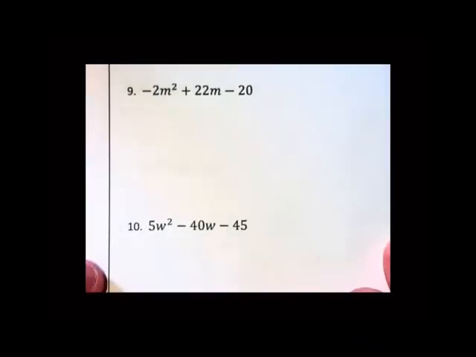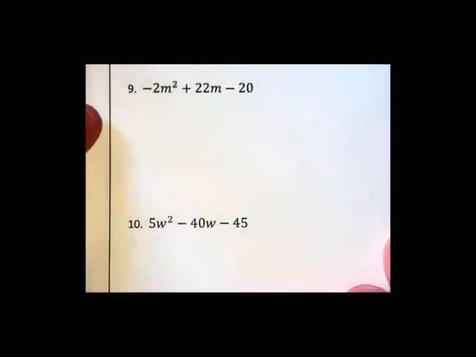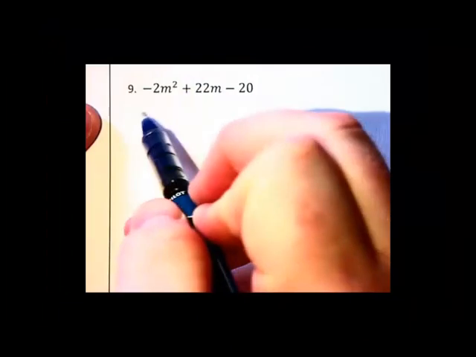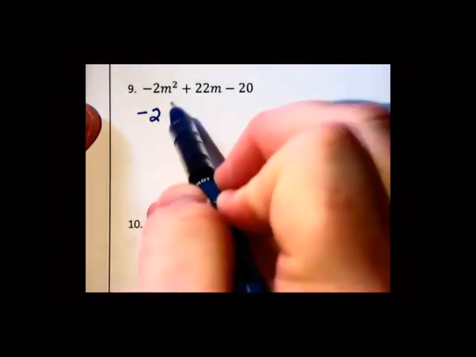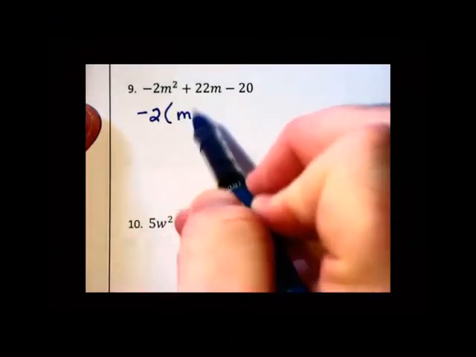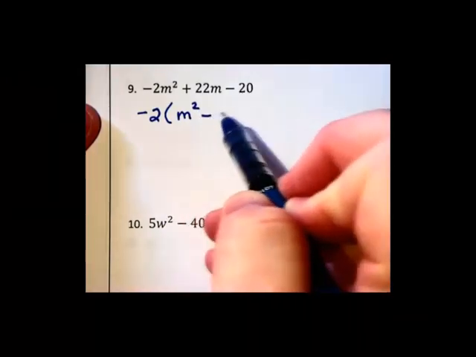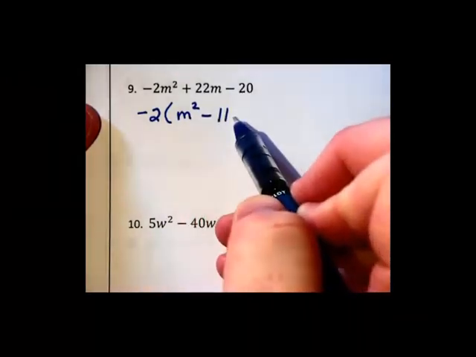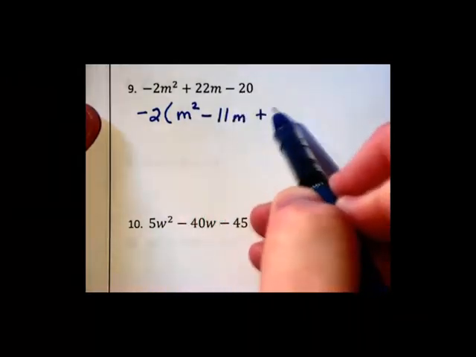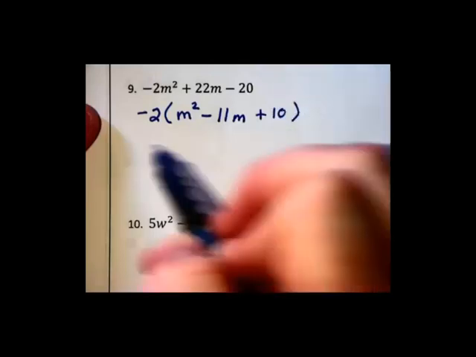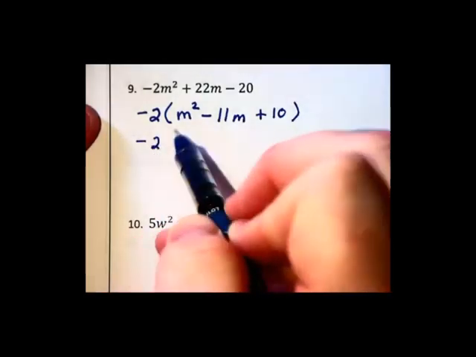Number 9. A negative leading coefficient means we can factor a negative out. It turns out we can factor the 2 out also, leaving us m squared minus, watch your signs, minus 11m plus 10. Leave the negative 2 out front.